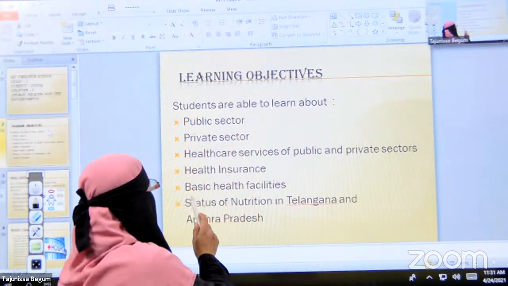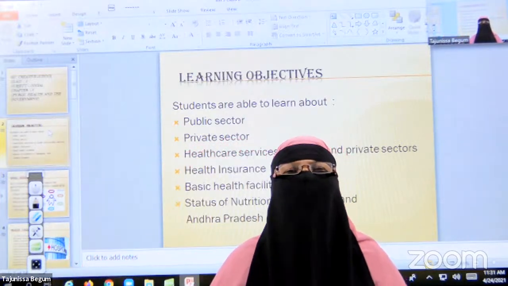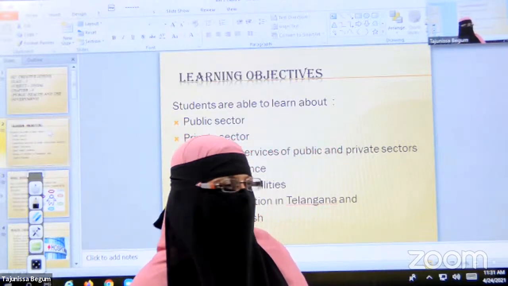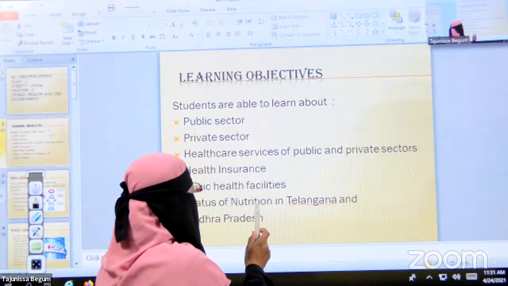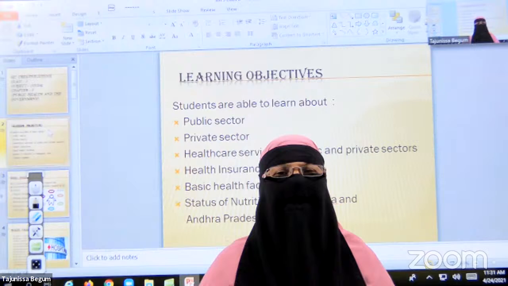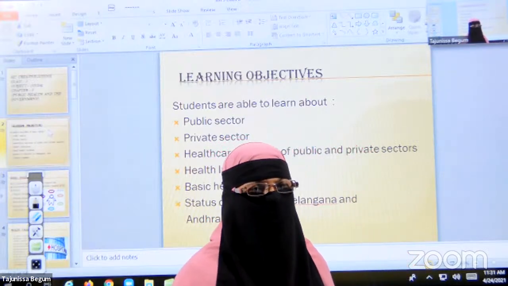Next we are reading basic health facilities. What health facilities should we get from the government? What facilities should the government give to the people of the country, India? And the status of nutrition in Telangana and Andhra Pradesh. We are also going to read about the status of nutrition in the Telangana state as well as Andhra Pradesh. So inshallah, we'll proceed further.